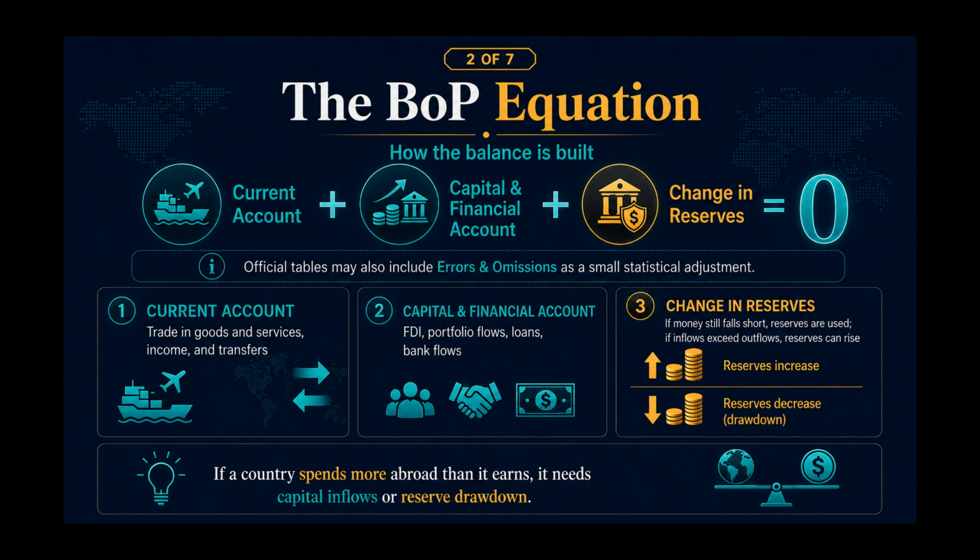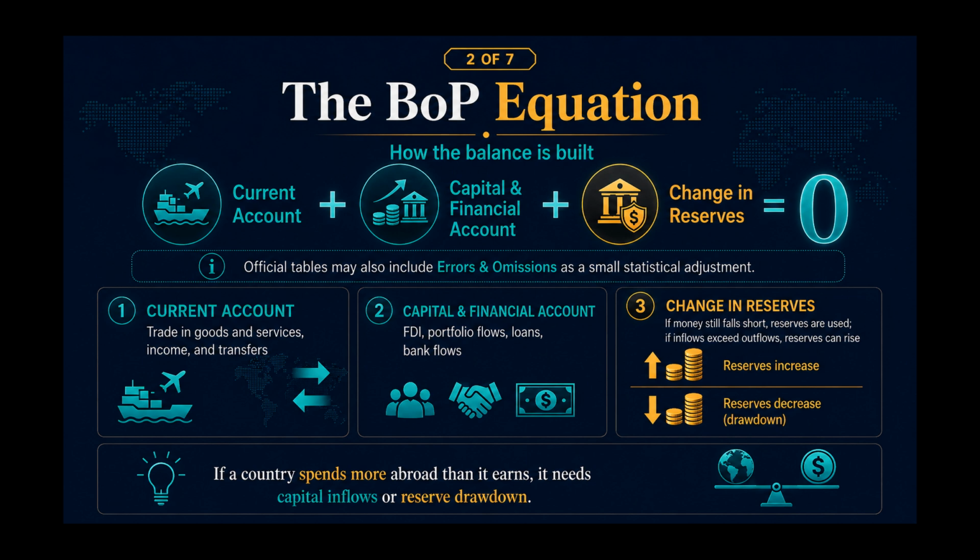In simple form, the equation is current account plus capital and financial account plus change in reserves equals 0. The current account records the normal economic flows. This includes trade in goods and services, income, and transfers like remittances. The capital and financial accounts record the investment and financing flows. This includes foreign direct investment, portfolio investment, loans, and bank flows. Then we have the change in reserves. These are the foreign exchange reserves held by the country's central bank.